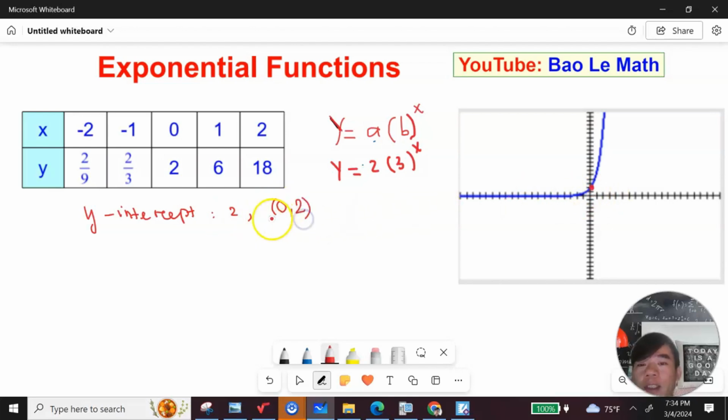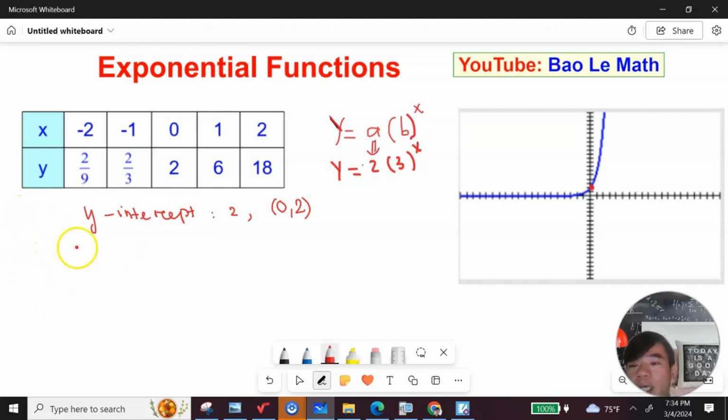You either write like this, okay? You look at the function right here, you see that the y-intercept is the value of a right here. The value of a, so it should be equal to 2. Okay, you look at the table right here. When s equals 0, y equals 2, so this is the y-intercept, okay?